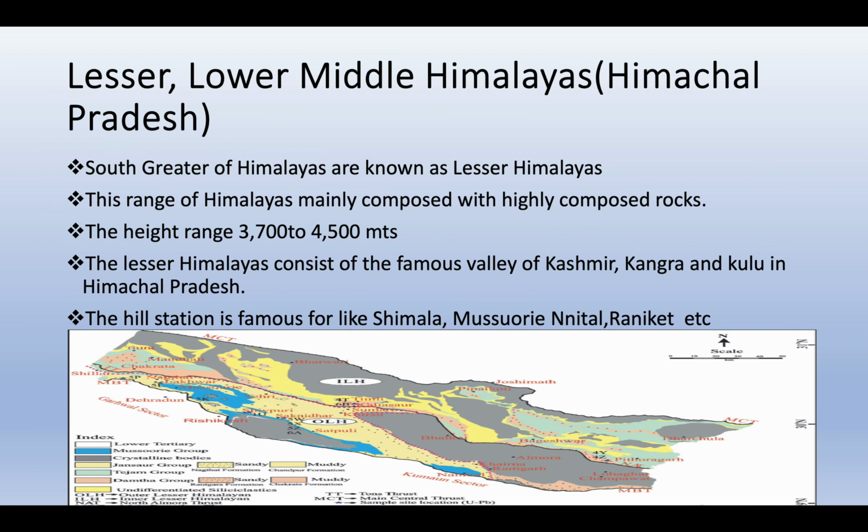The second one is the Lesser, Lower, Middle Himachal Himalayas. South of the Greater Himalayas are known as the Lesser Himalayas. This range of the Himalayas is mainly composed of highly compressed rocks. The height of this range is 3,700 to 4,500 meters. The Lesser Himalayas consist of the famous valleys of Kashmir, Kangra and Kulu in Himachal Pradesh. The hill stations are famous, like Shimla, Mussoorie, Nainital, Ranikhet, etc.